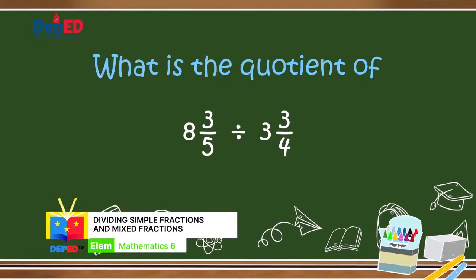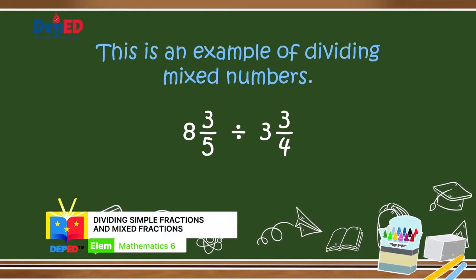Example number 3. What is the quotient if 8 3/5 is divided by 3 3/4? This is an example of dividing mixed numbers. 8 3/5 divided by 3 3/4.